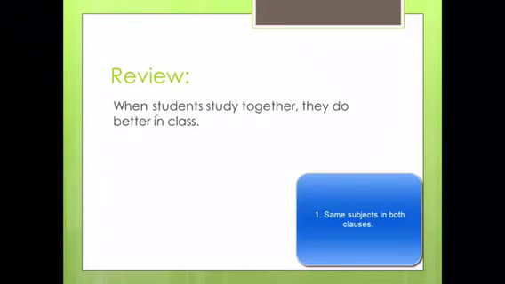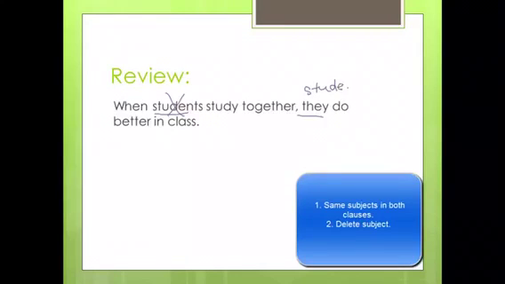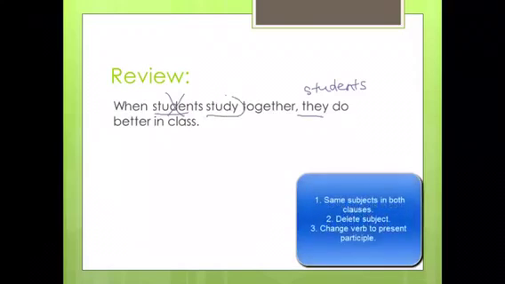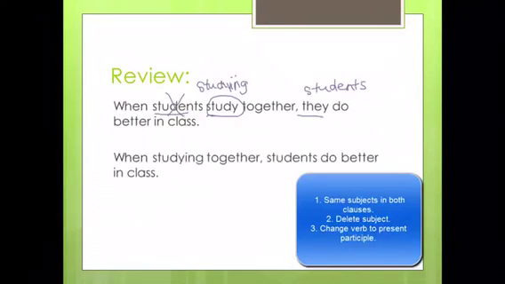example, I have students and they, where I can omit it. Remembering again that when I do that, I have to change my pronoun here to students because otherwise I have no idea what we're talking about. I do need to change my verb to the present participle, which is the base form of the verb plus ing, and now it becomes studying. And my sentence is, when studying together, students do better in class.